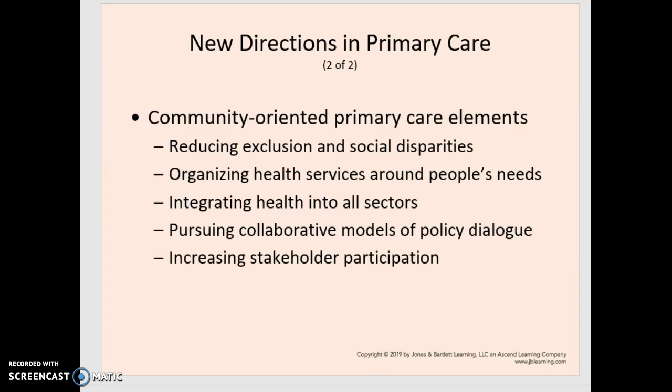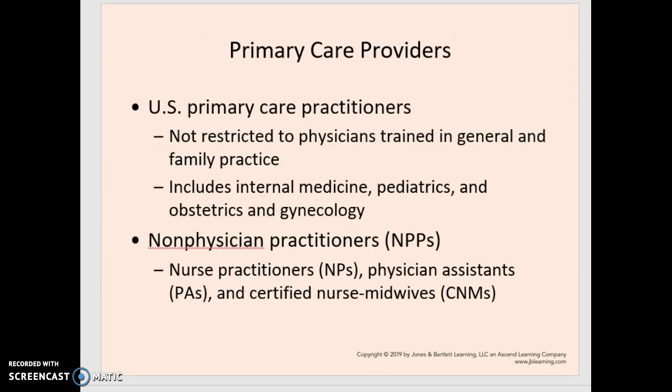Everything need not be based on an individual one-on-one, but if they need that, how do we help them do that? And so from there, we want to start to talk about who the primary care providers are and what goes on and what we need.